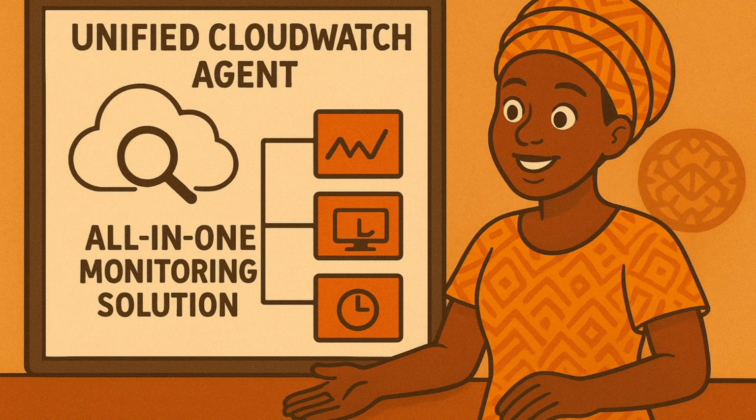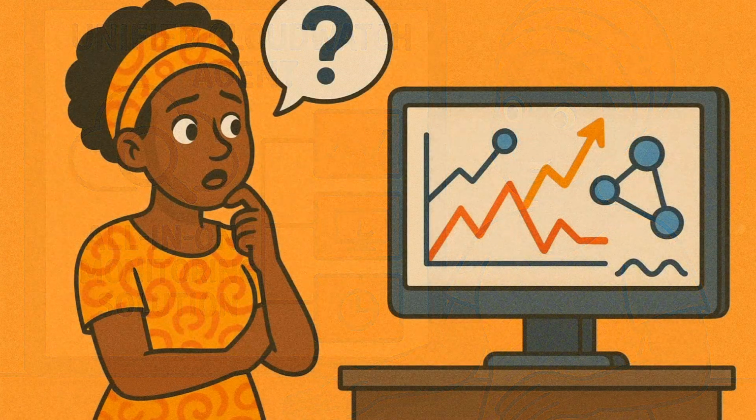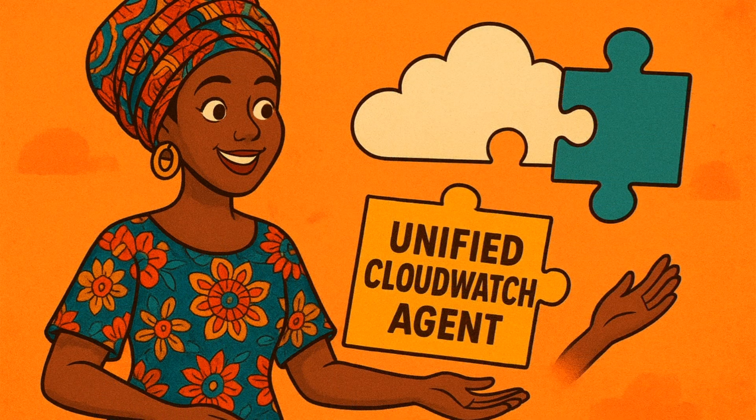And that's it. The Unified CloudWatch Agent is your all-in-one monitoring solution in AWS. If you've ever thought monitoring was complicated, I hope this made it crystal clear. Don't forget, this is just one piece of the cloud security puzzle.